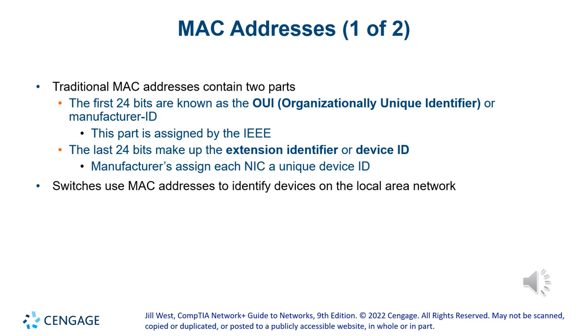Now, the switch, like I said, works at layer 2. So it uses the MAC address to identify devices. Switches are not aware of layer 3. So switches don't know where your IP address is. They don't know anybody's IP address. All they know is how to forward traffic, how to switch traffic at the layer 2 level with MAC addresses.